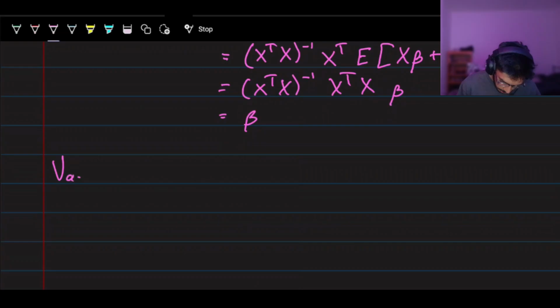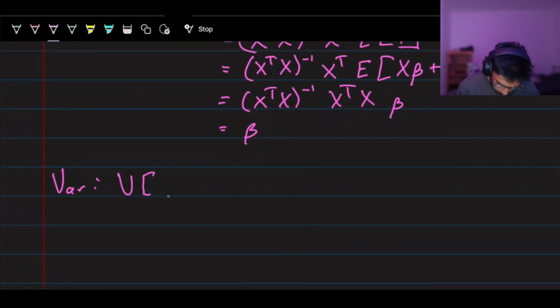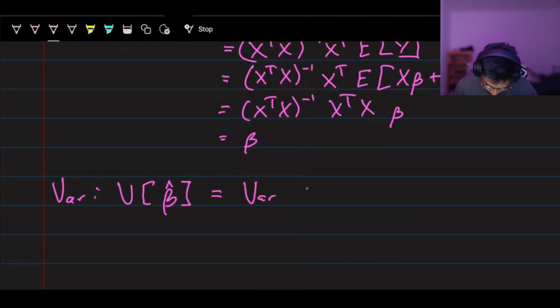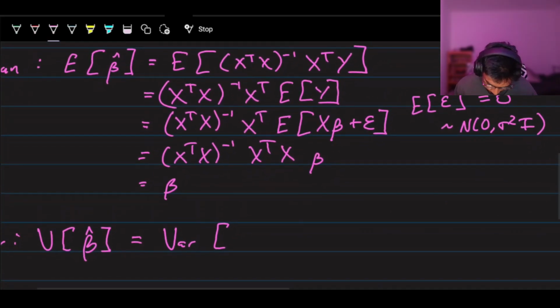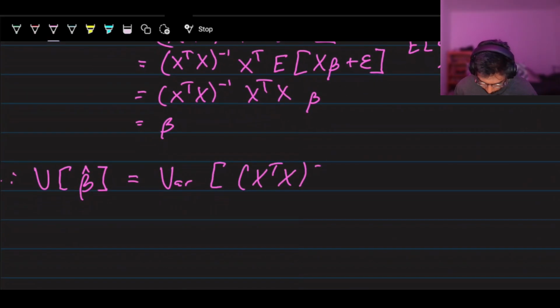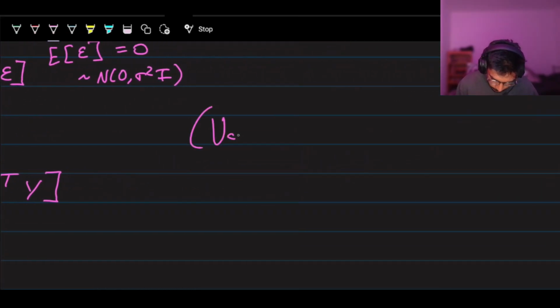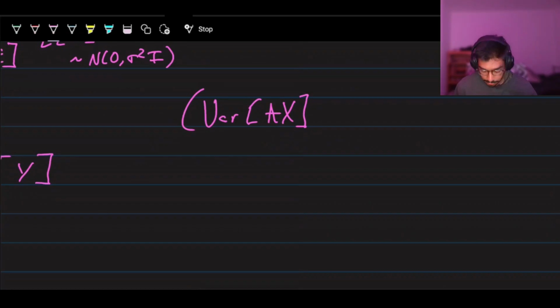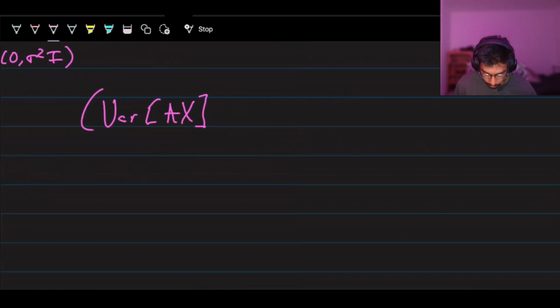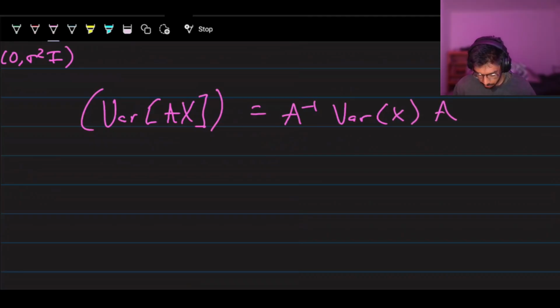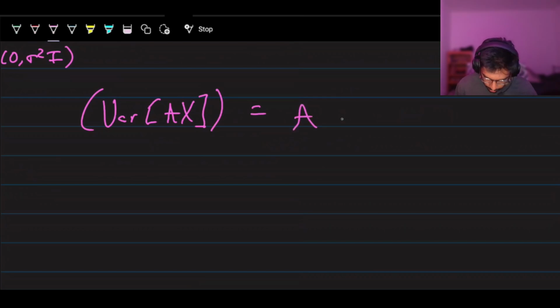Now, our variance, we have the variance of beta hat equals the variance of whatever beta hat's represented as, (X transpose X) inverse X transpose y. And so there's actually a formula for that. So the variance of AX, where A is a coefficient matrix and X is a random vector, is actually A times the variance of X times A transpose.